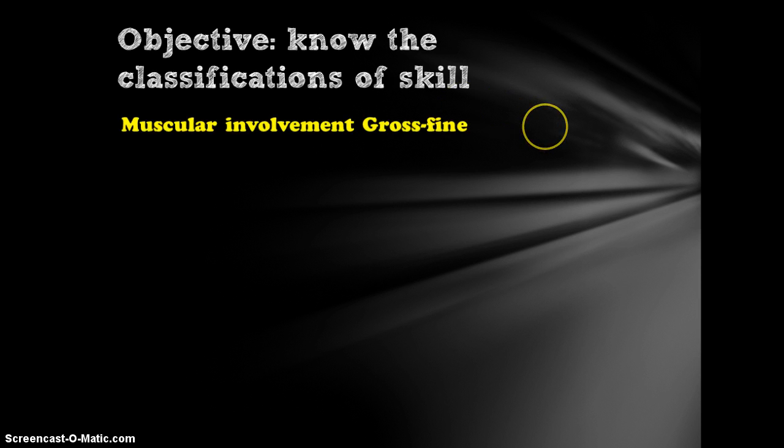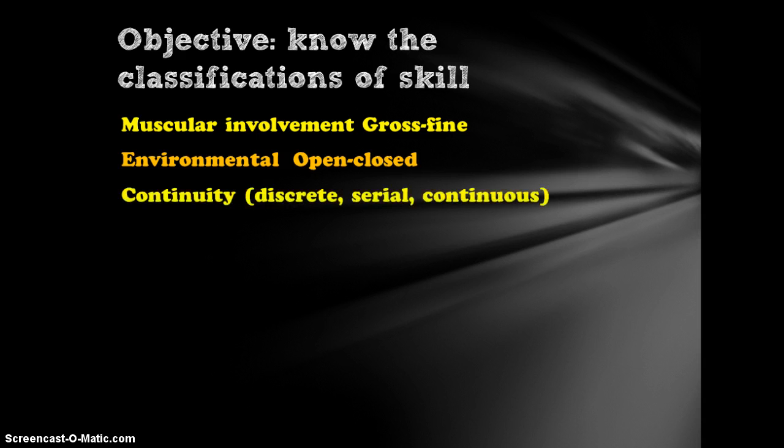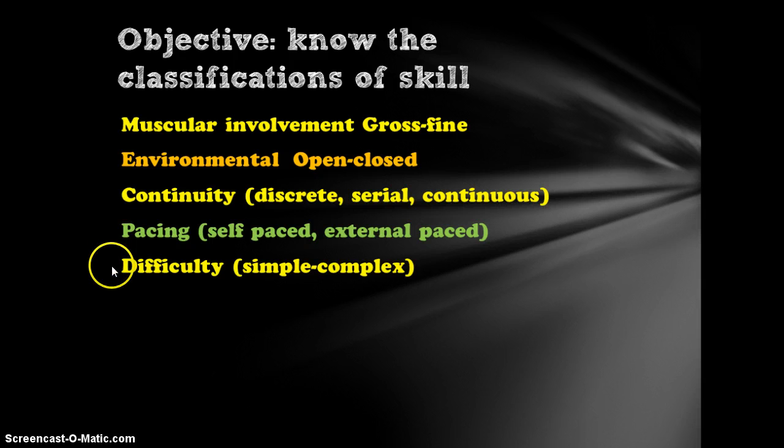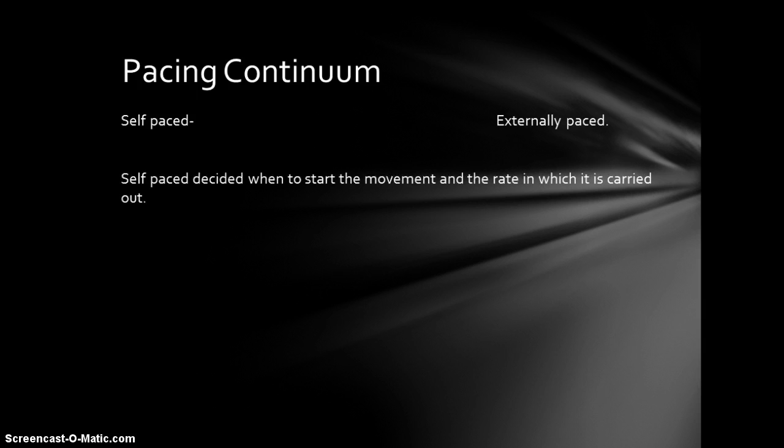So just to recap the ones that we've covered: muscular involvement, which was gross and fine, environmental, and the continuity. In this session we're going to be looking at pacing, difficulty, and organisation. Alright, so the pacing continuum I think is one of the easiest ones to understand, and most people find it very straightforward. Skills are either self-paced or externally paced.